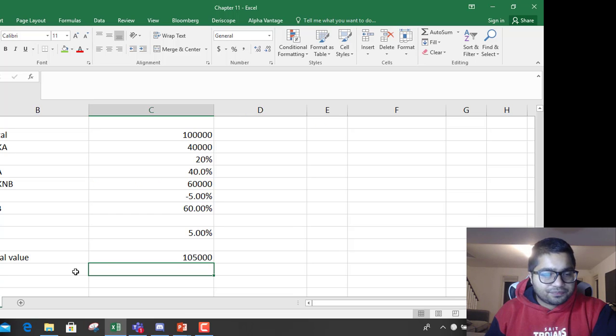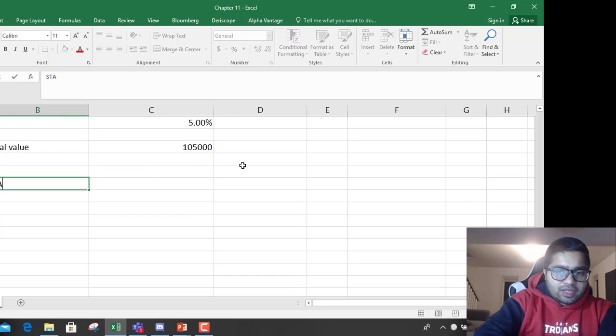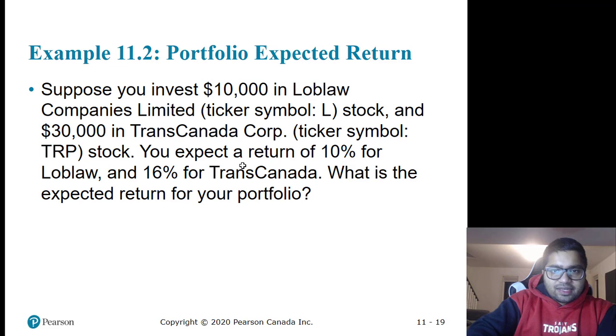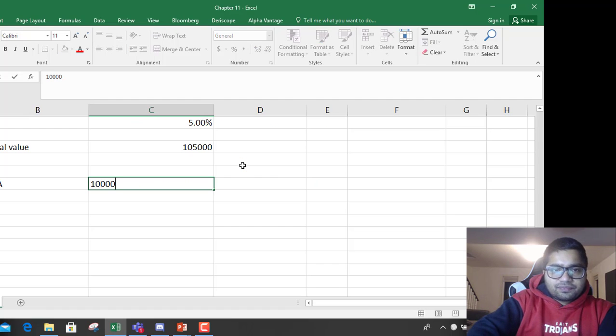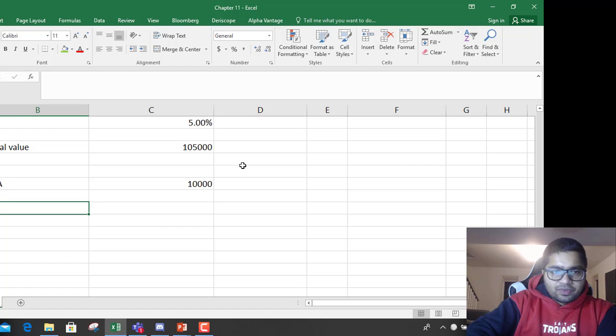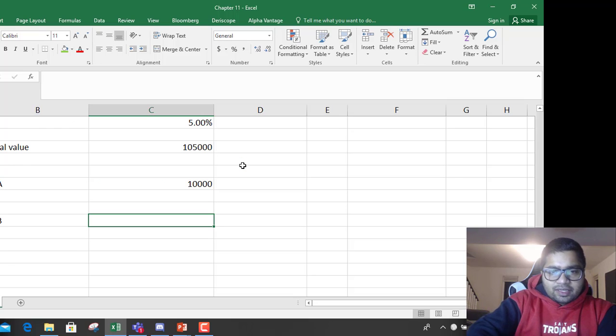So let's do that. So stock A, you're investing $10,000, which is Loblaws. Stock B, you're investing $30,000.